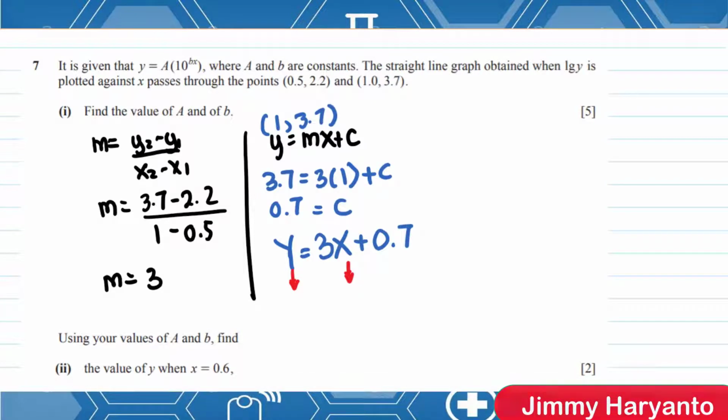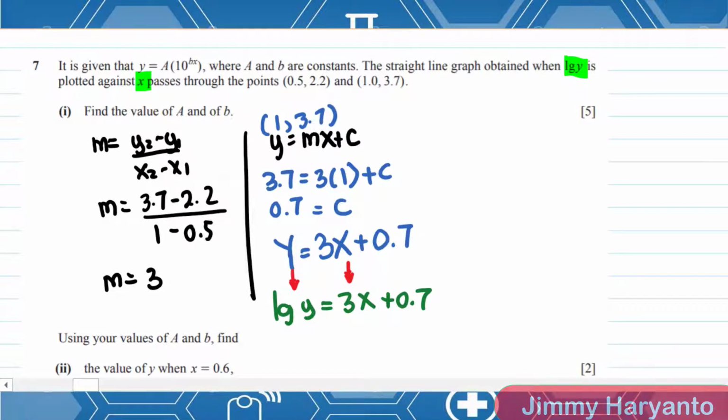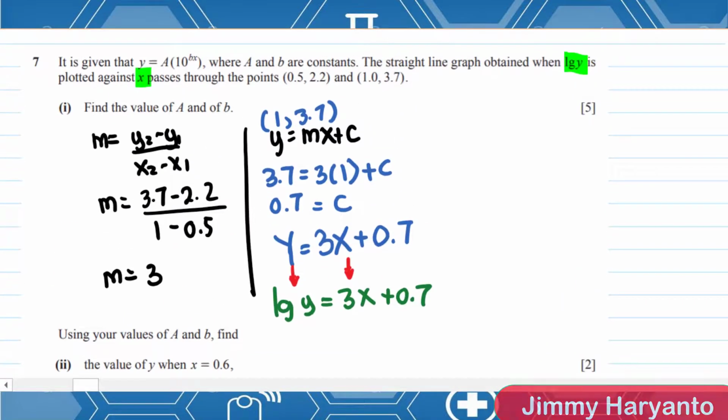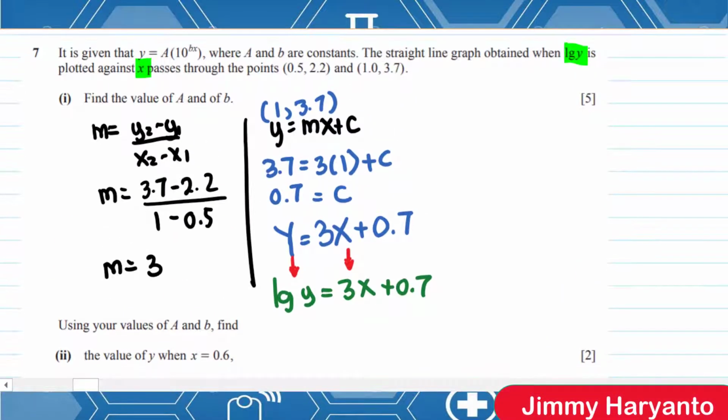In this question, it is said that the axis is LGY against x. So this one will be changed into LGY equals 3x plus 0.7. The x stays the same, because the question says against x, so the x-axis will be x only. After that, find the value of a and b.